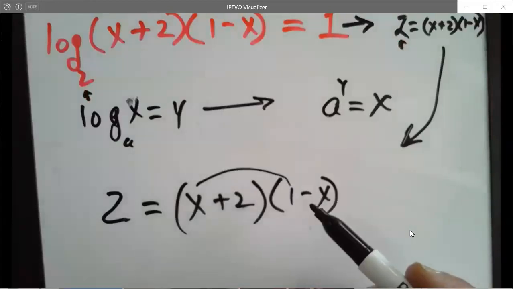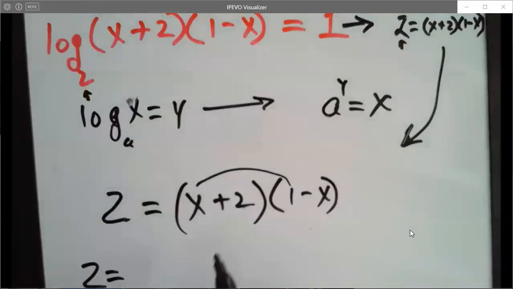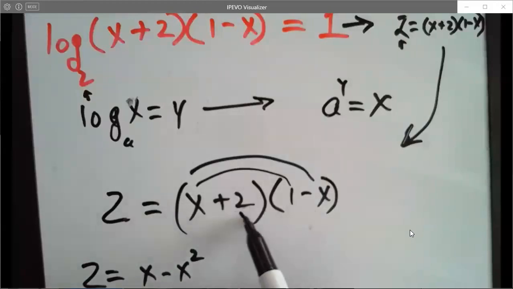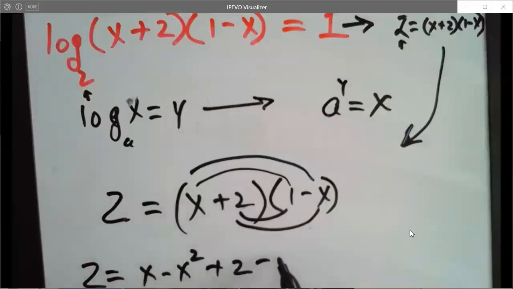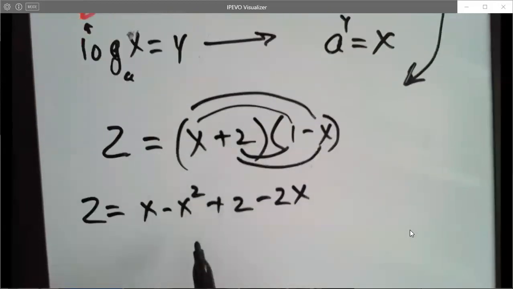So 2 first terms, so this will be 2 equals, the first terms will be x times 1 is 1x. X times a negative x is a negative x squared. And then 2 times 1, that's plus 2. And 2 times negative x is a negative 2x. Questions with that?